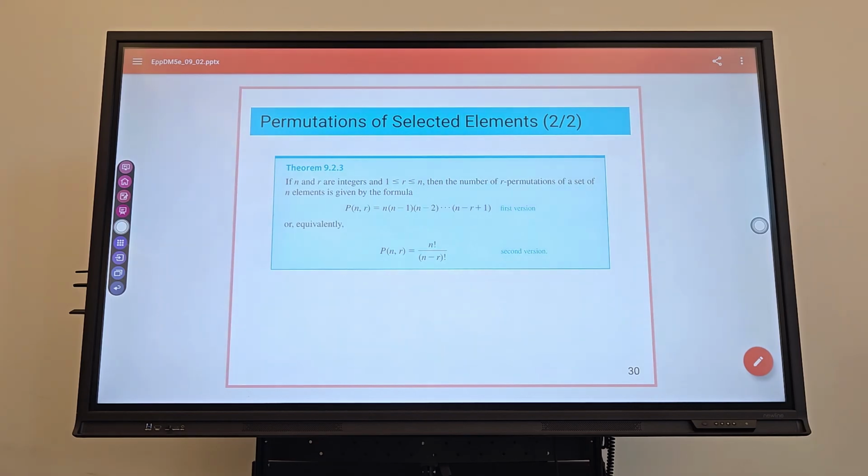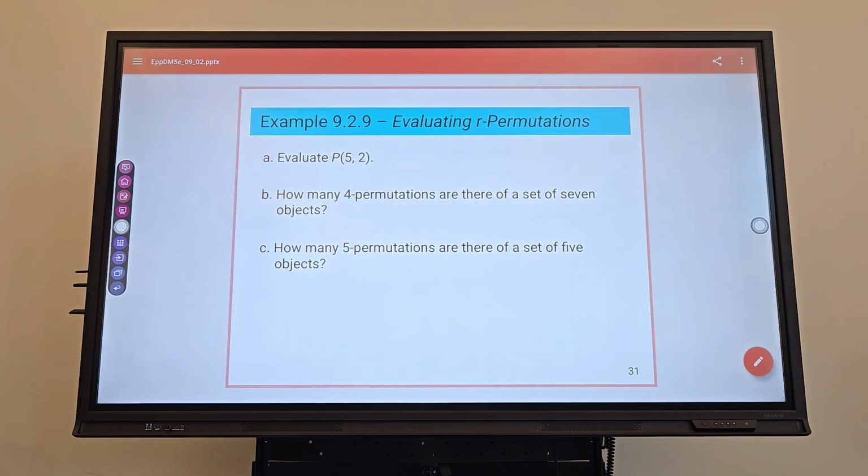Theorem 9.2.3. If n and r are integers, and r is less than or equal to n, but greater than or equal to 1, then the number of r-permutations of a set of n elements is given by the formula n factorial over n minus r factorial. So evaluate P of 5 and 2. How many 4-permutations are there of a set of 7 objects? How many 5-permutations are there of a set of 5 objects?